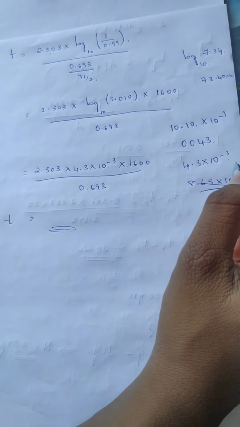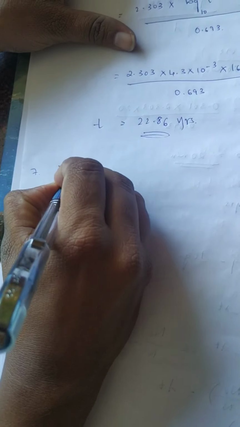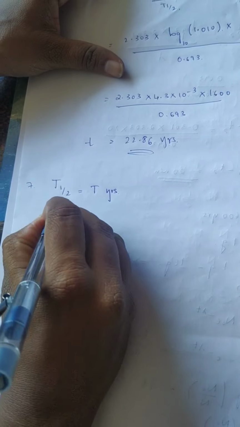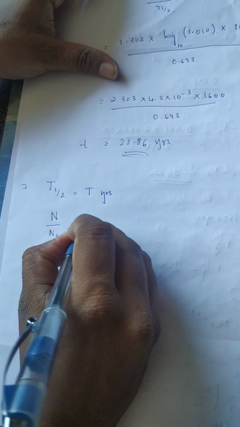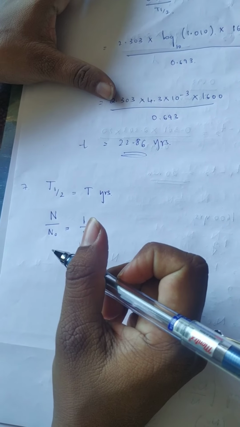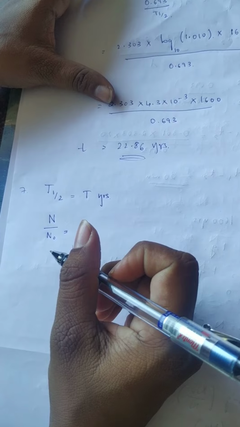Now let's move on. So the next question is: a radioactive isotope has a half-life of T years. How long will it take for the activity to reduce to 1% of its original activity? Given is the half-life, that is T years. N by N0 is 1 by 100, that is 1%.